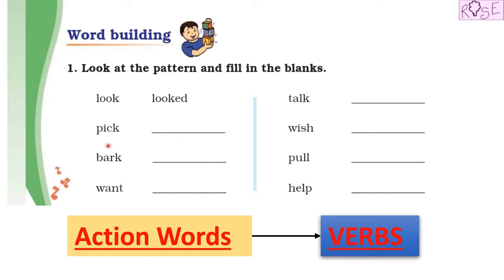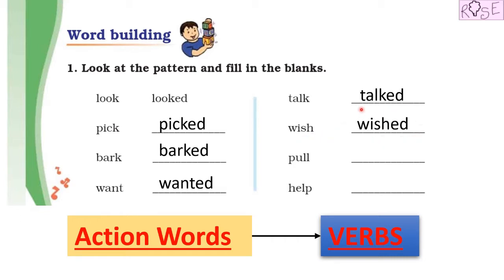So let us do that. Pick will become picked. Bark will become barked. Want will become wanted. Talk will become talked. Wish will become wished. Pull will become pulled. And help will become helped. Wow, we did all these things correctly.